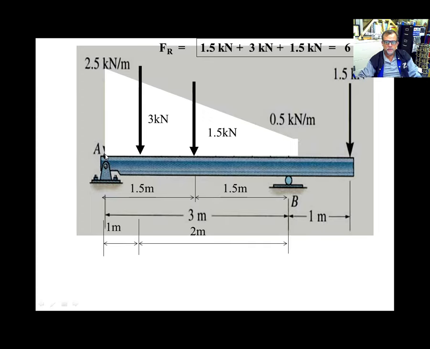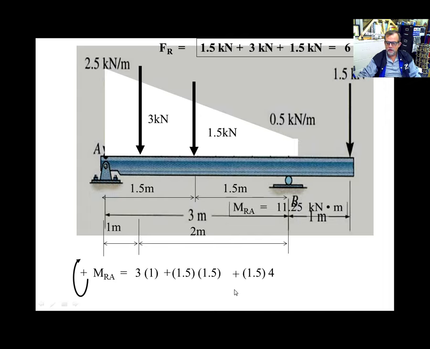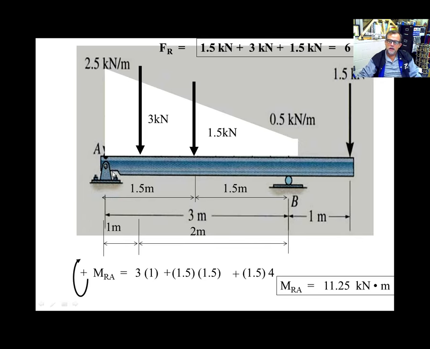Moment with respect to the point A. Okay, summation of moments, I consider this positive. So it's going to be 3 times, what is the distance? 1. 1.5 times, what is this distance? 1.5. 1.5 times, what is this distance? 3 plus 1, 4. All of them are coming in this direction, which is positive according to my convention. 3 times 1, 1.5 times 1.5, 1 times 5, 1.5 times 4. That's my resultant moment. Oh, but I don't want the resultant force at A and the resultant moment at A.